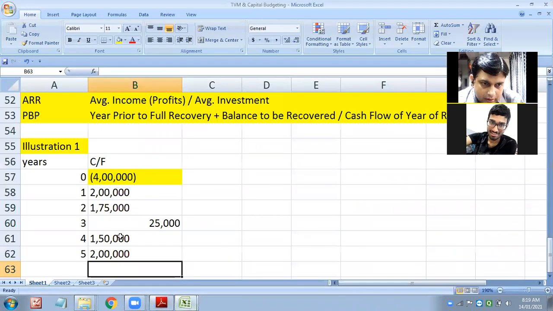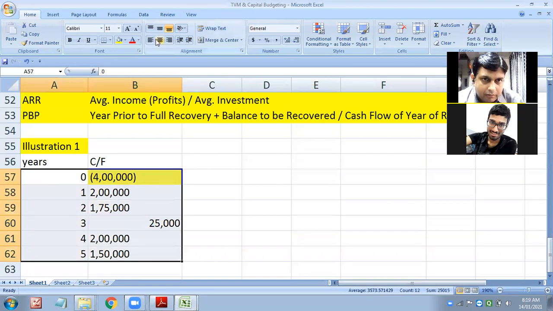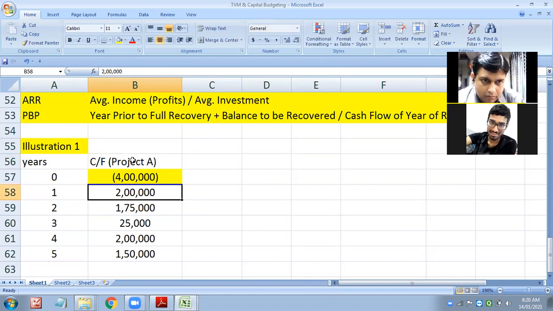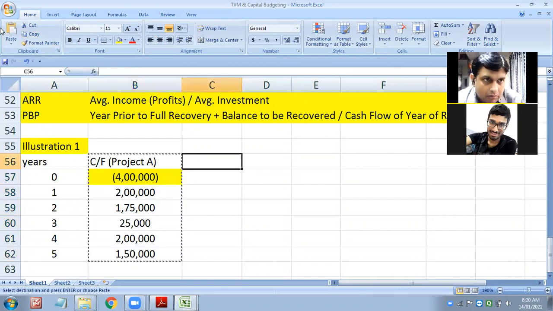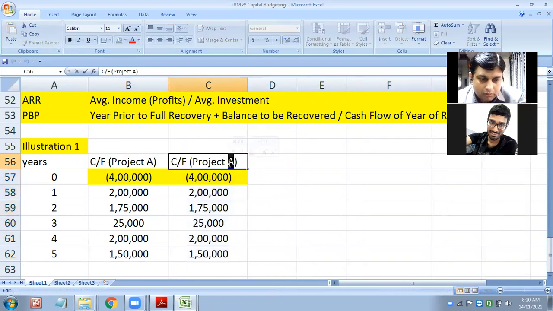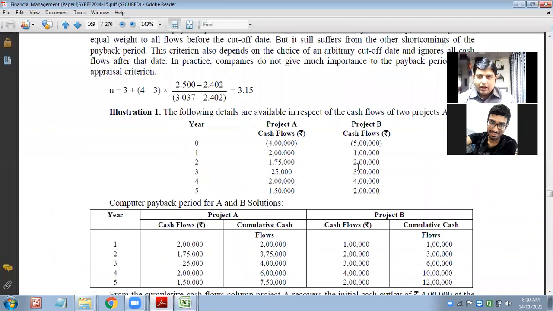By that time they will join. Project B is 5 lakh, 1 lakh, 2 lakh, 3 lakh, 4 lakh, and 2 lakh.